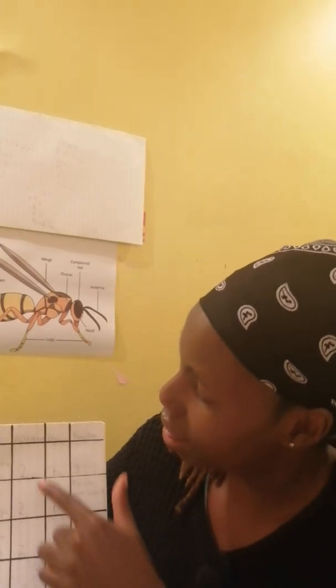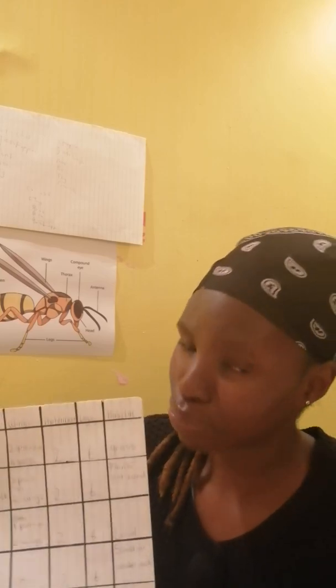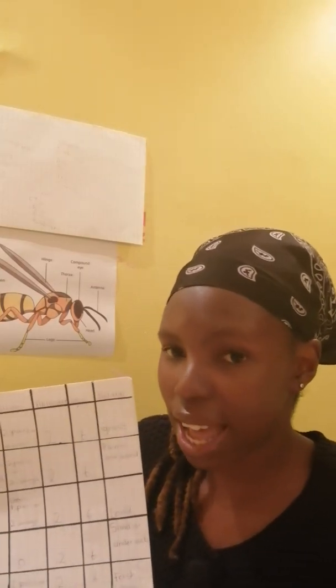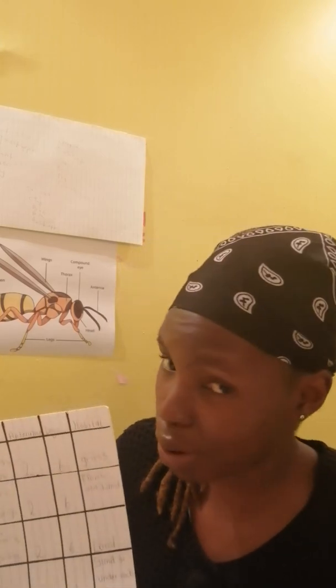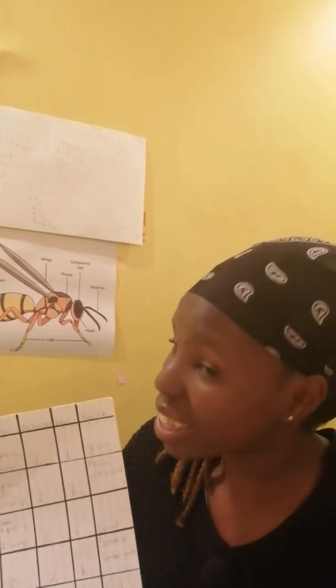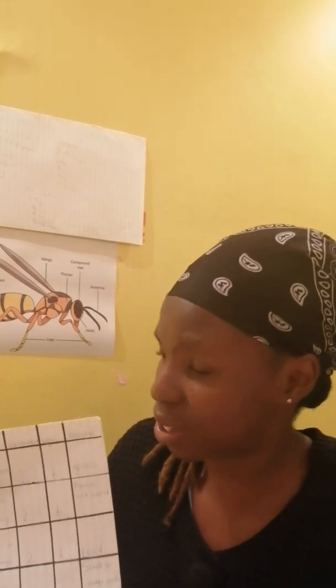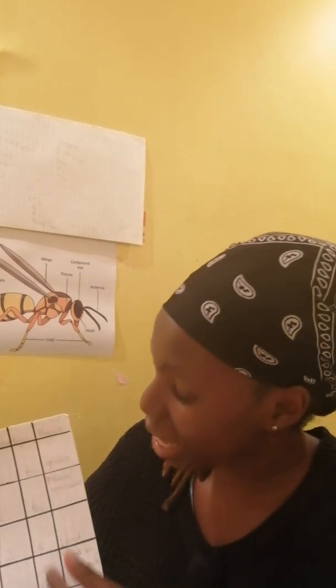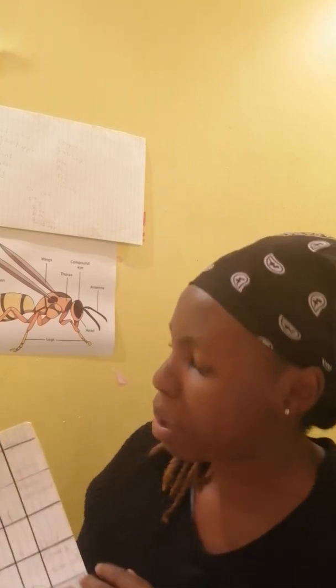Then antennae: write the number of antennae it has. If it has 1, you write 1. If it has 4, you write 4, depending on the insects that you cut out. And then the number of legs. If it has 4 legs, you write 4. If it has 5, you write 5. But remember, it should be an insect. And how many legs do they say insects have? Remember that.